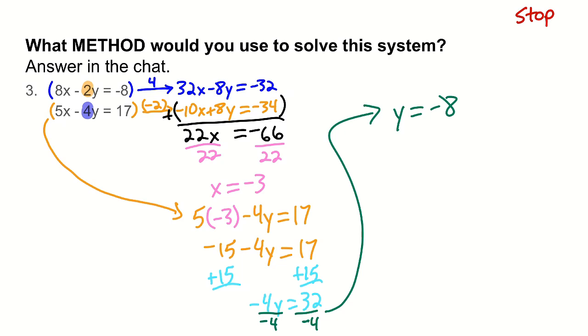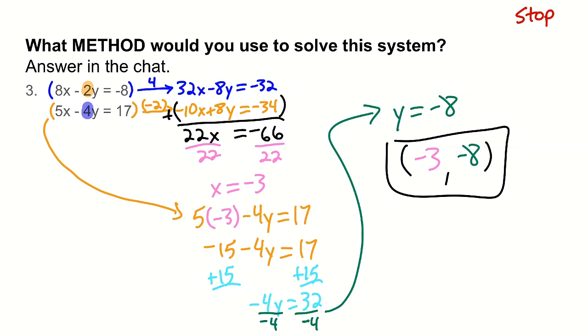So our solution to this system of equations is the point negative 3, negative 8, and that is the only point that will make those two equations true at the same time. Are there any questions? Okay.